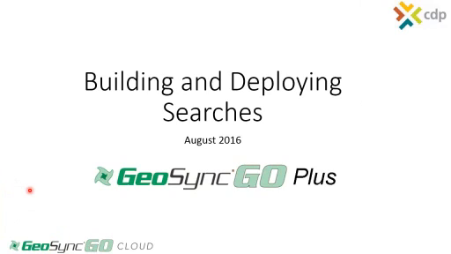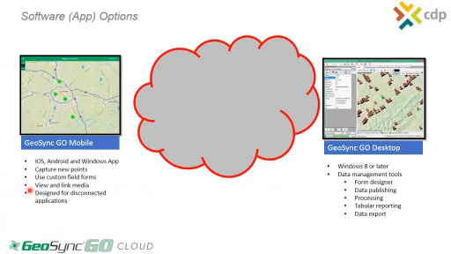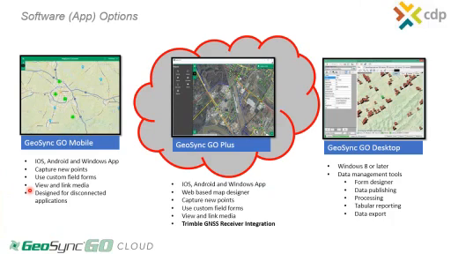Today we're going to look at building and deploying searches in GeoSync GO Plus. We will be using the latest addition to the GeoSync Go family of products. As I mentioned, GeoSync GO Plus. As with the other applications, this is iOS, Android, and Windows friendly. The web-based map designer, you can capture points, use custom field forms, view and link media, have Trimble GNS receiver integration. A lot of things going on here.